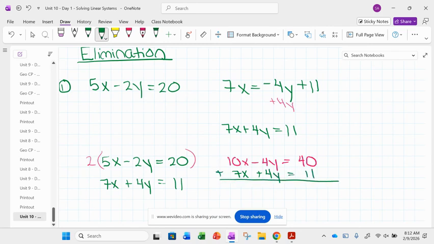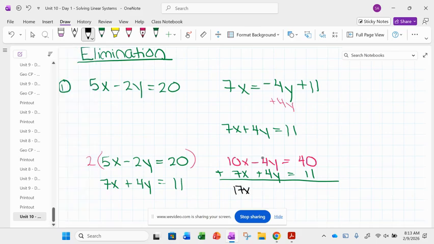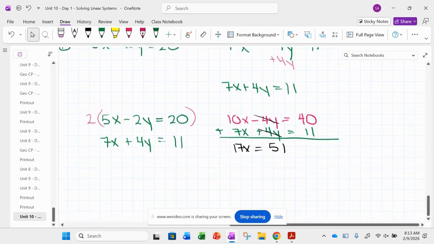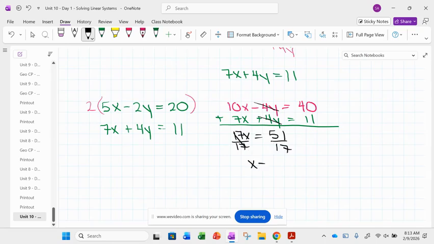And now we add. And when we add, we should definitely get one of the variables to cancel. 10x plus 7x is a 17x. A negative 4y and a positive 4y cancels. 40 plus 11 is 51. We divide by 17 on both sides. It does go in evenly. We end up with x is equal to 3.